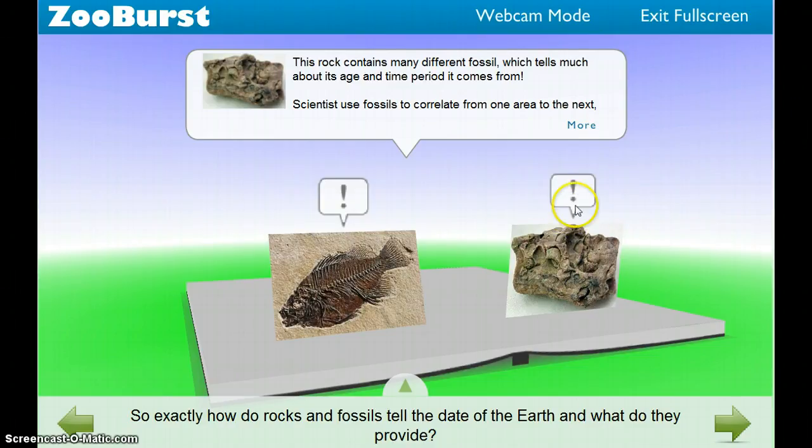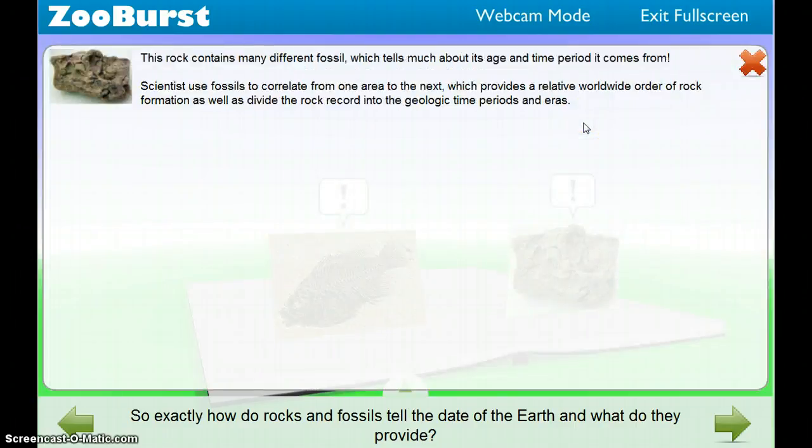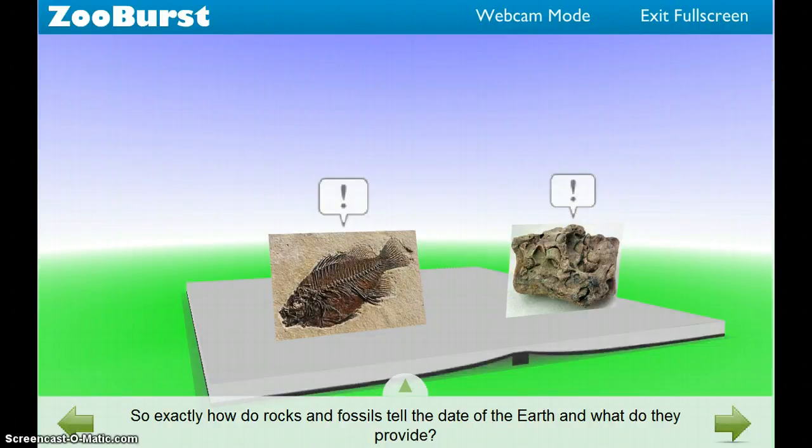Looking at this rock, we see many fossils. This tells us a lot about where these fossils come from. Scientists use fossils to correlate them from one area to the next, which provides a relative worldwide order of rock formation, as well as divides the rock record into the geologic time periods and eras. We're going to look at a geological time scale here in a second. But real quick, I want to show you a video that helps describe why I chose this as my project.